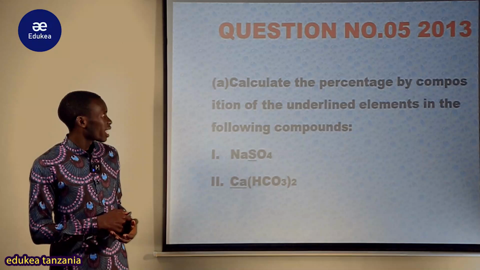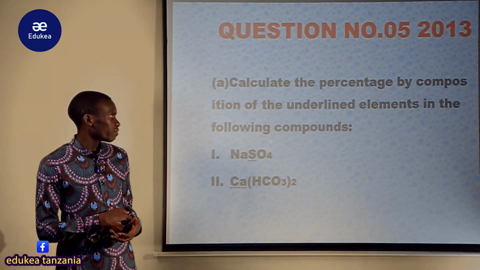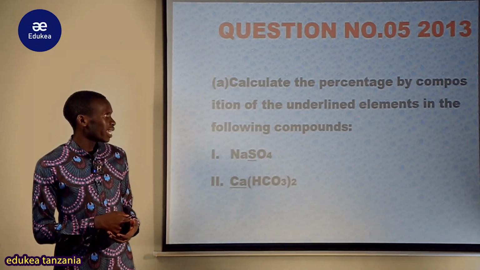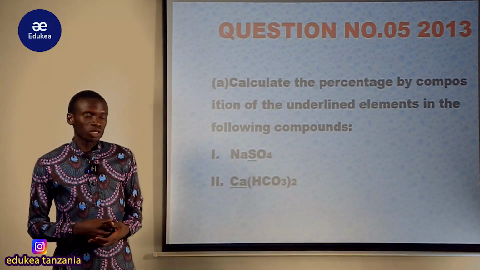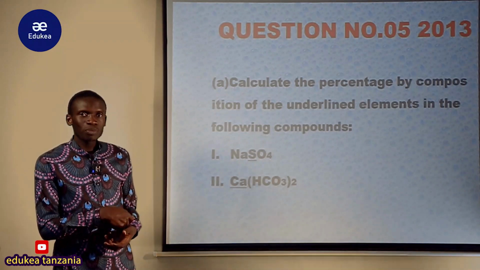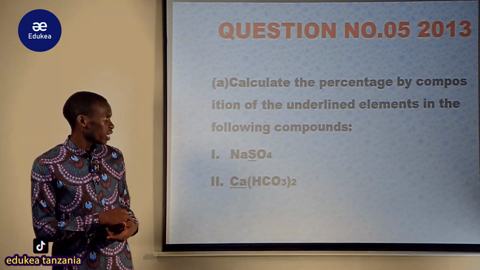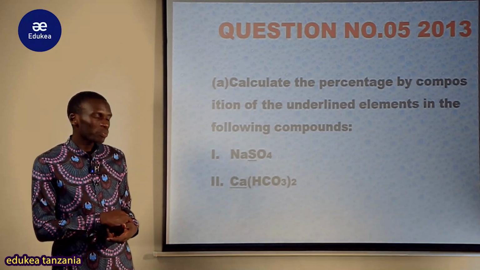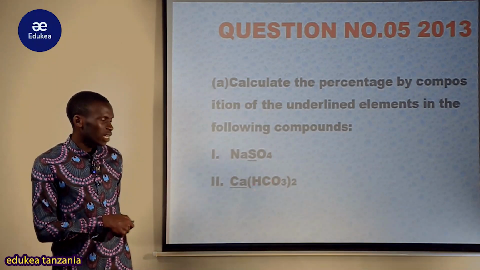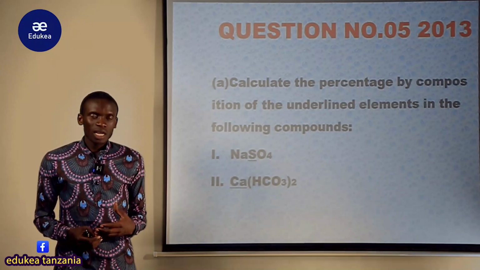And the question was, calculate the percentage by composition of the underlined element in the following compound. Itakiwa tu utafute percentage composition ya hizi element ambazo zimepigiwa mistari, ambayo kwenye first question ilikuwa ni sodium sulfate, itakiwa utafute percentage composition ya sulfur, na kwenye second question ilikuwa ni calcium hydrogen carbonate, na itakiwa utafute percentage composition ya carbon.